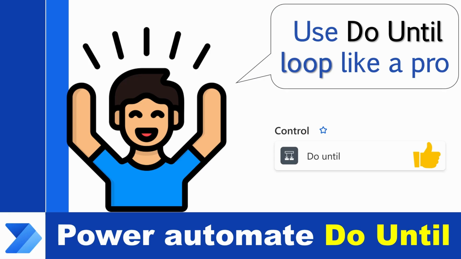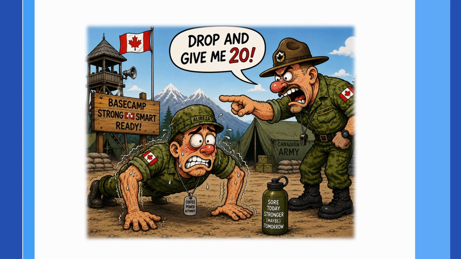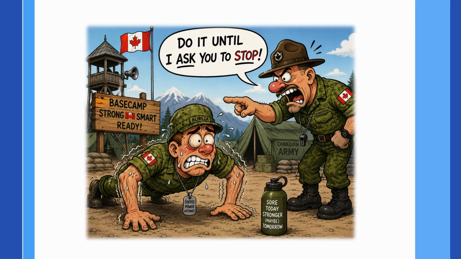You can use do until in two almost similar ways. One way is something like this: drop and give me 20, so we want a task repeated for a specific number of iterations, or it's going to be do it until I ask you to stop. Remember these two examples? We will get back to it.